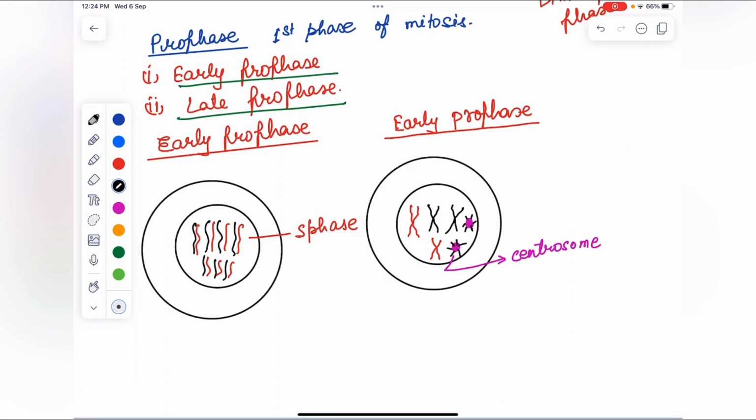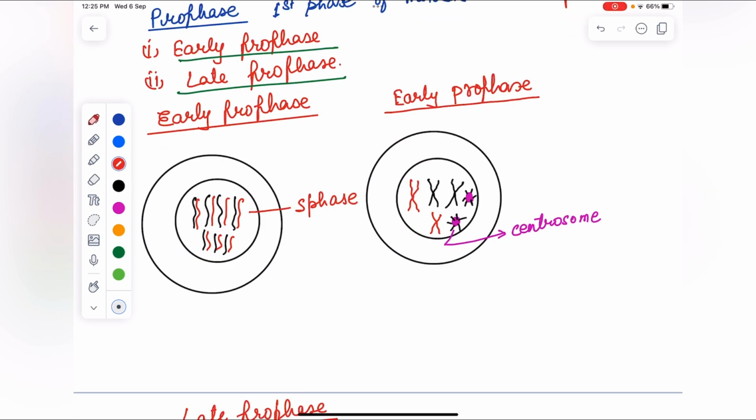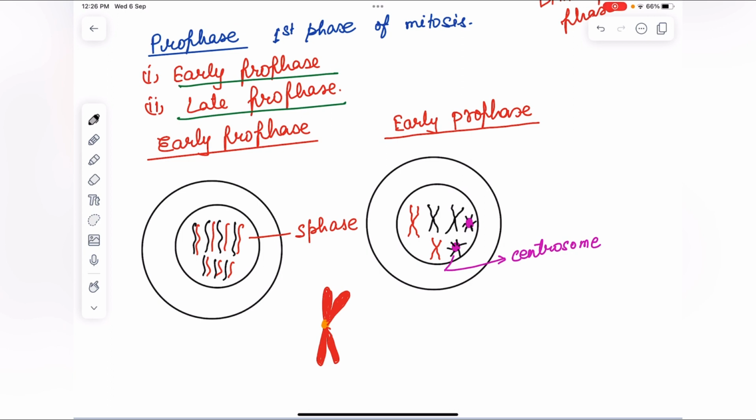So what we see in early prophase is that the chromosomal material condenses to form compact mitotic chromosomes. The chromosomes are seen to be composed of two chromatids attached together at the centromere. See, this is a chromosome. These are sister chromatids. After the replication of the DNA, there is a single chromatid, and the duplicated chromatid attaches to it, and they become sister chromatids.